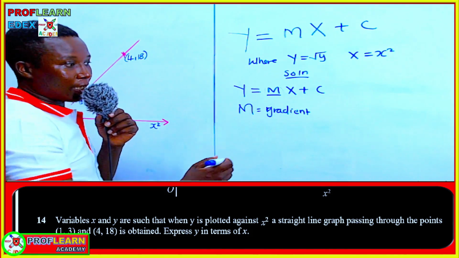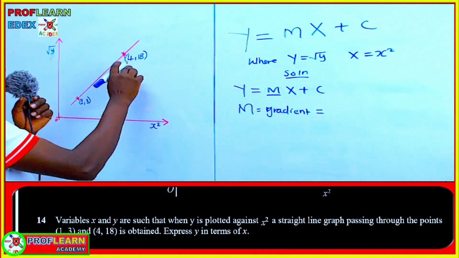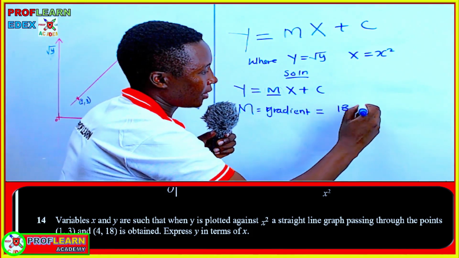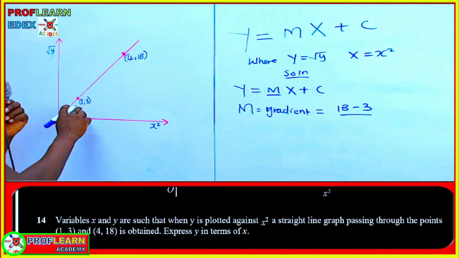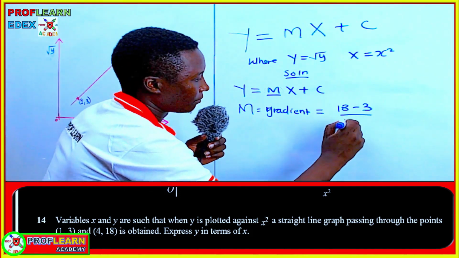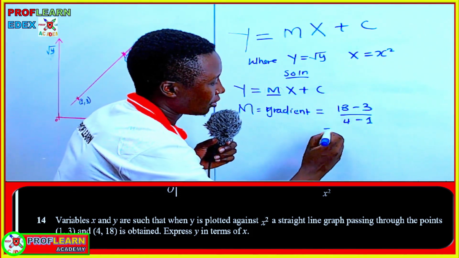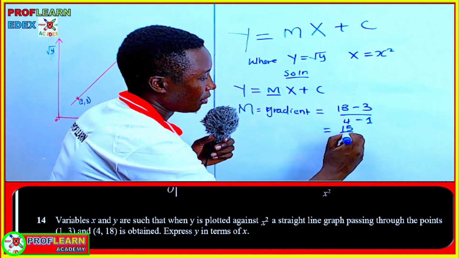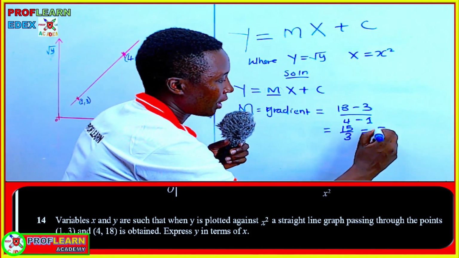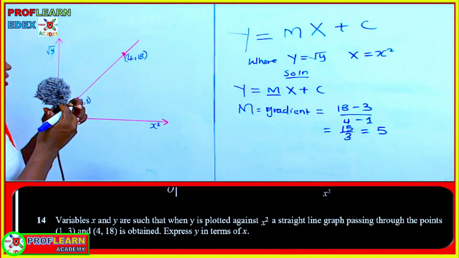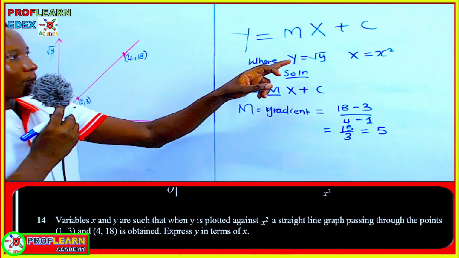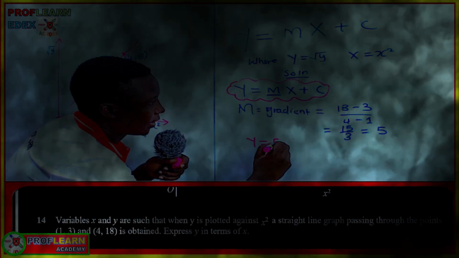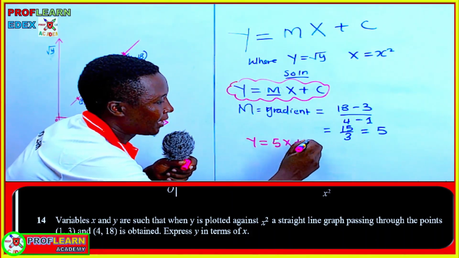This gradient is going to be obtained using these 2 points. So we can say 18 minus 3 over 4 minus 1. This translates to 15 over 3, which is equivalent to 5. So the gradient of this line is 5, the value of m here is 5, which means y equals 5x plus c.